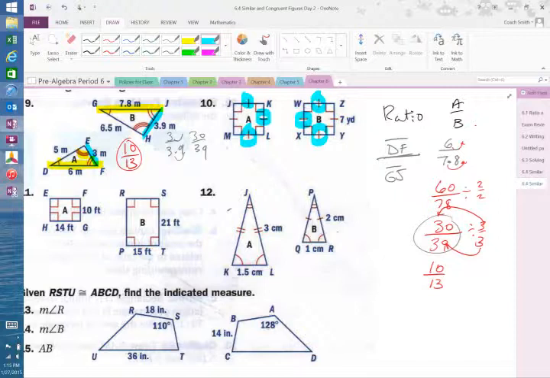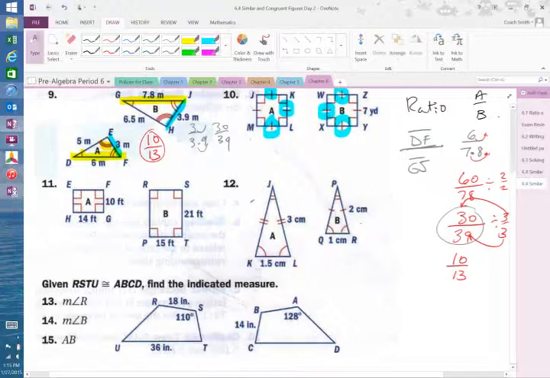All right, let's look at 11. I want you to do number 11 on your own. Obviously, they're not the same. They're similar, but they're not congruent. So I want you to do it on your own. Now, obviously, they're rectangles. What do we know about rectangles? No, not all. It begins with an O. No. Opposite sides are congruent.